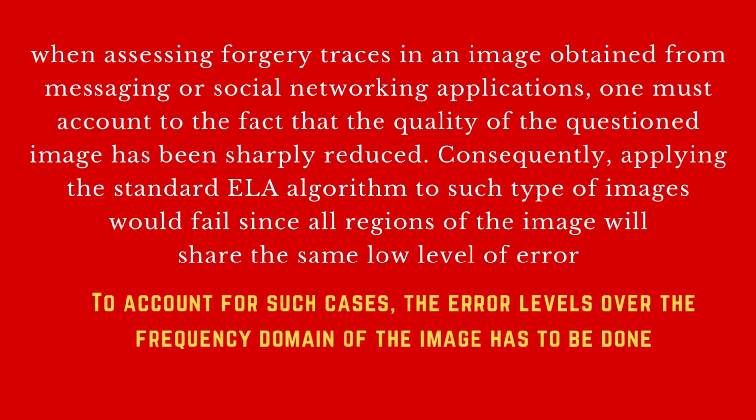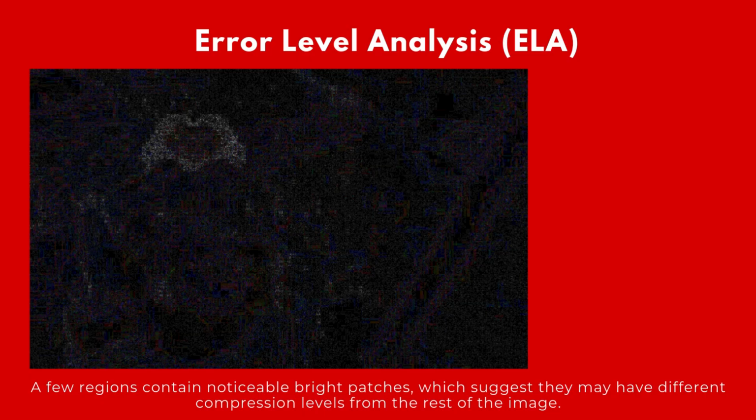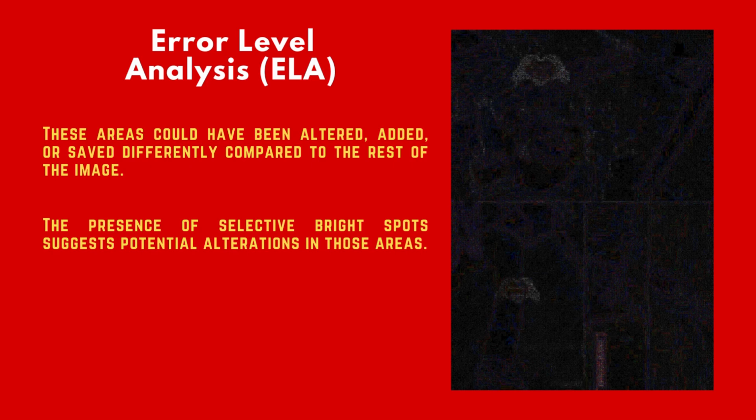To account for such cases, the error level analysis has to be done over the frequency domain of the image. In this error level analysis, a few regions contain noticeable bright patches, which suggests they may have different compression levels from the rest of the image. These areas could have been altered, added, or saved differently compared to the rest of the image. The presence of selective bright spots suggests potential alterations in those areas.